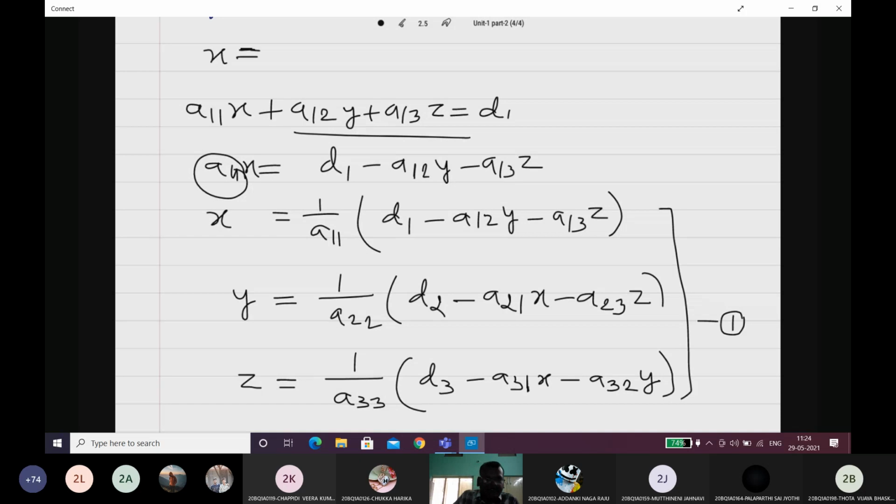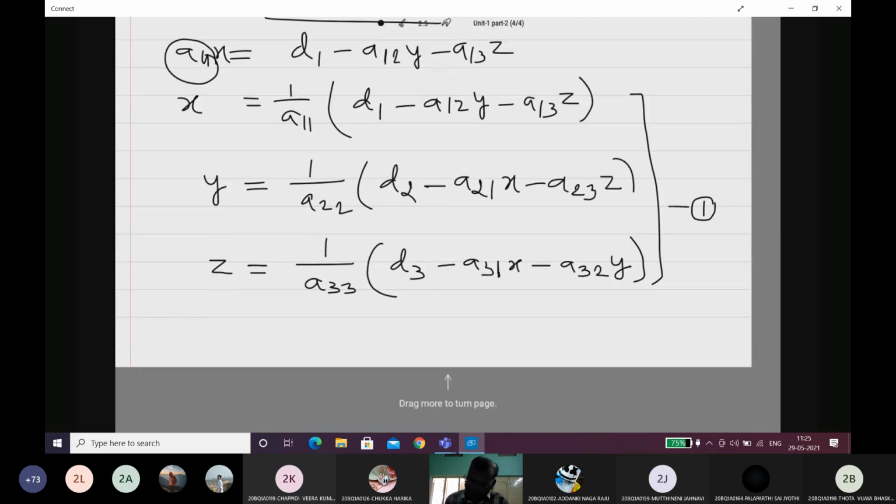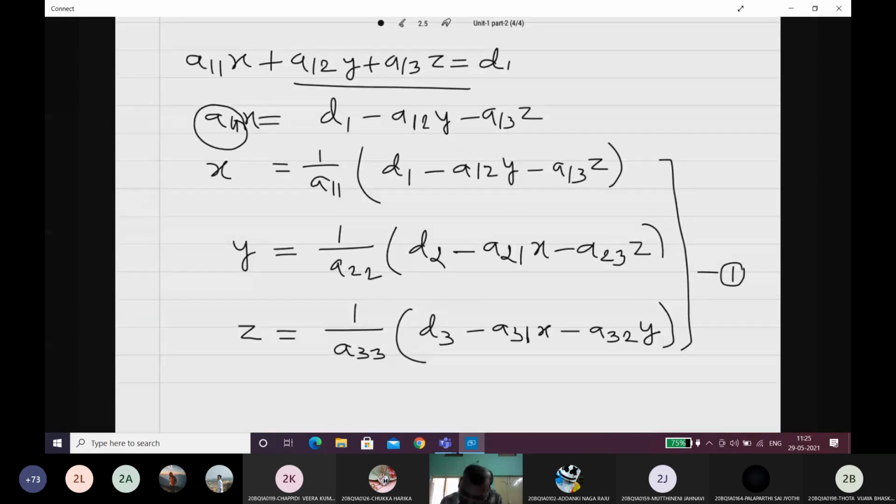After writing the equations in this form, we have to start with the initial approximation as x naught, y naught, z naught. If x equal to 0, y equal to 0, z equal to 0 are specifically given in the problem, we start with those. Otherwise, we start with x equal to 0, y equal to 0, and z equal to 0. That is the second step. Next step. Shall I move the slide? Now, start with the initial approximation.